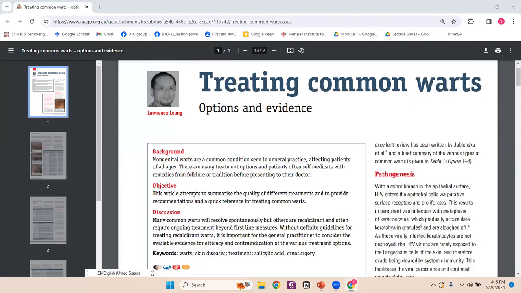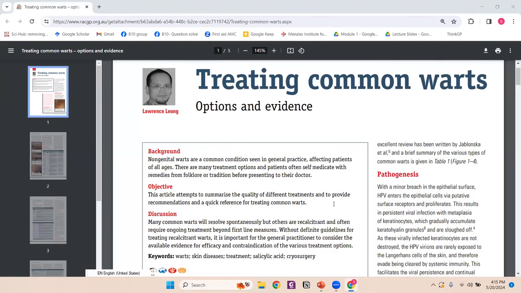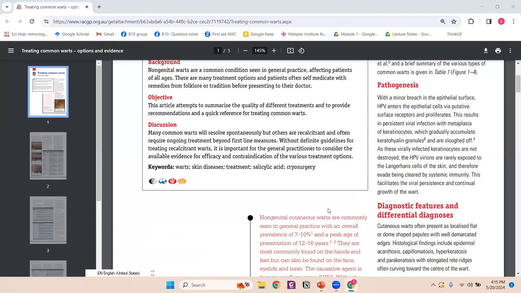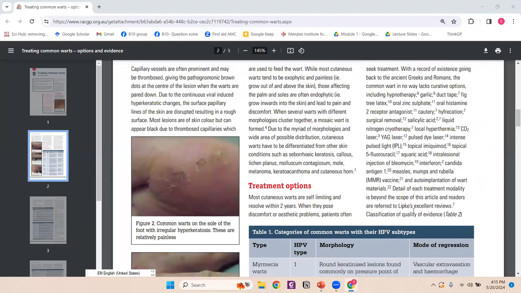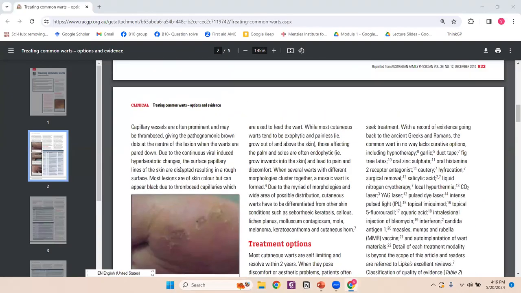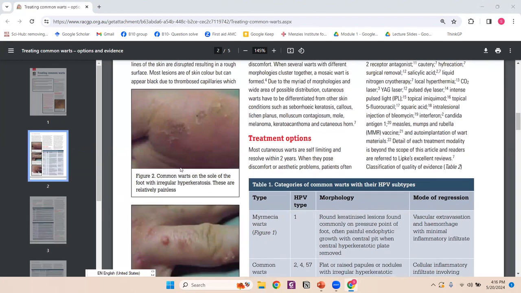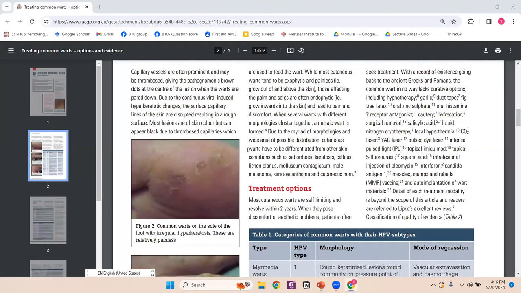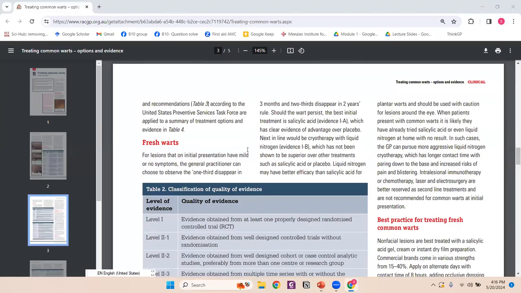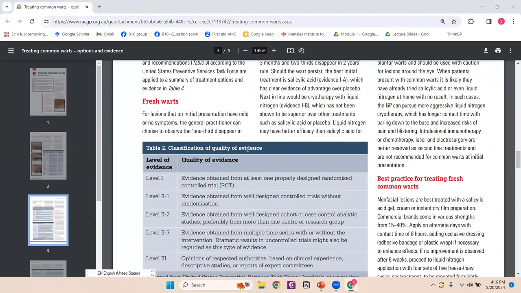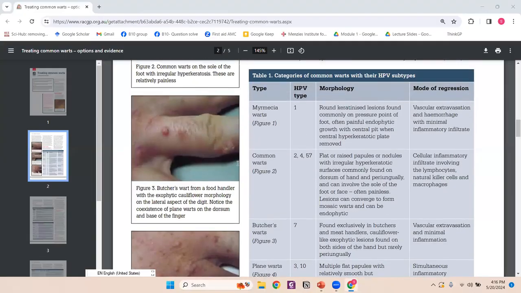Now here is your reference again. This gives you the pathogenesis, differential diagnosis, and different pictures of the warts. So this is the wart. These are actually known as the cutaneous warts. Let's see what the treatment options for these are. Here you have the treatment options.